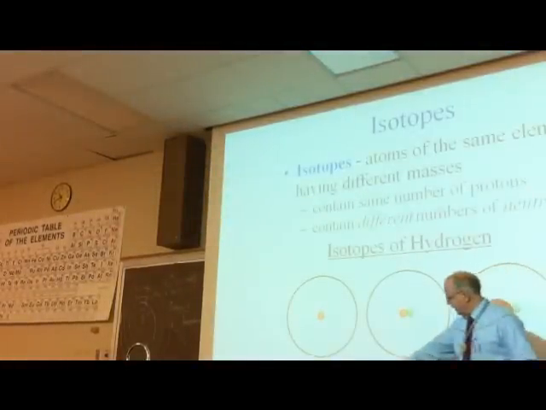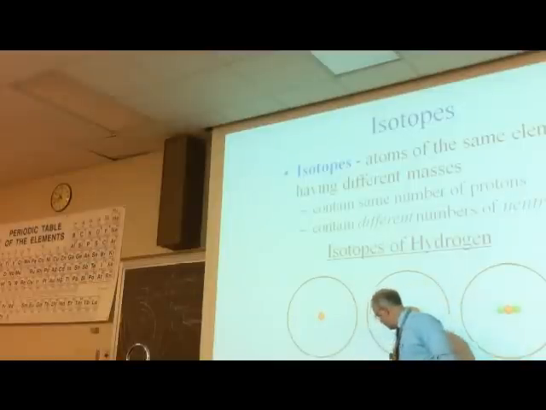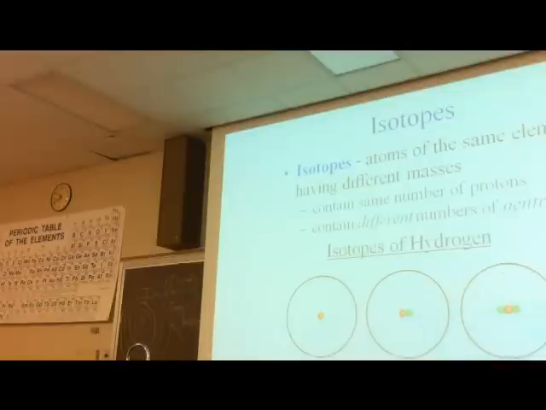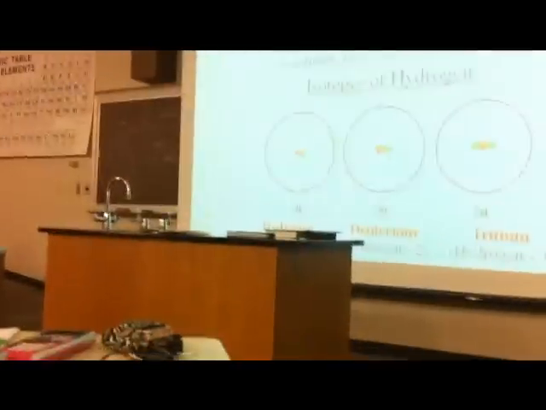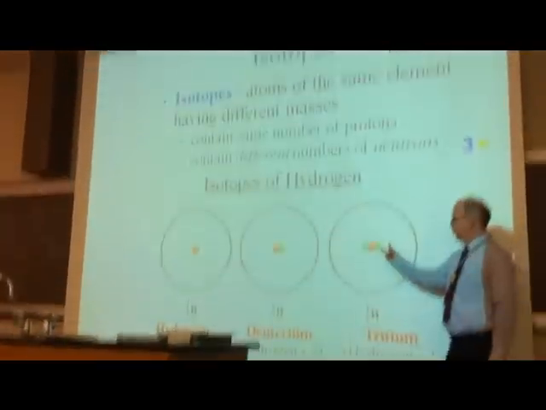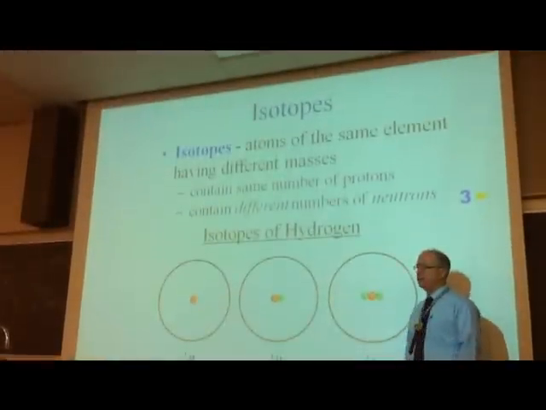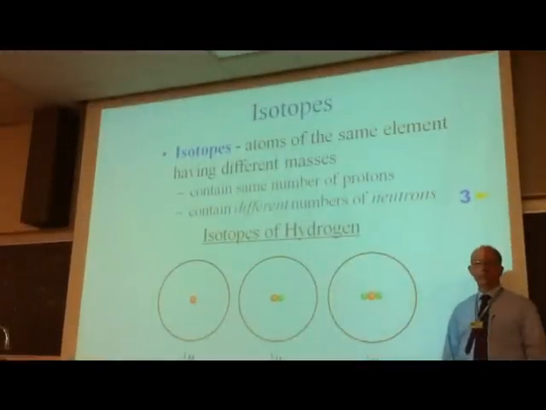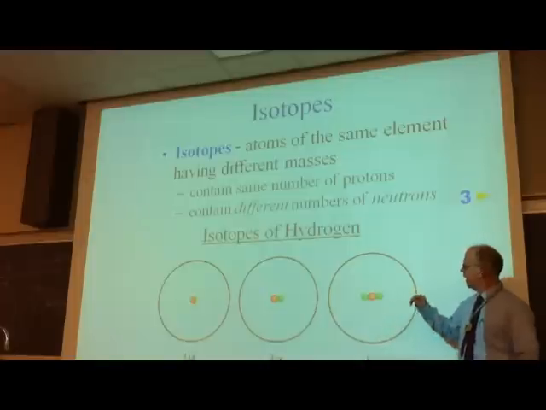Can you see 1, 1, 1, 2, and 1, 3? Is the projector high enough? The names are hydrogen, deuterium, and tritium. These are all isotopes of hydrogen. What are the green symbols? Neutrons. Okay.